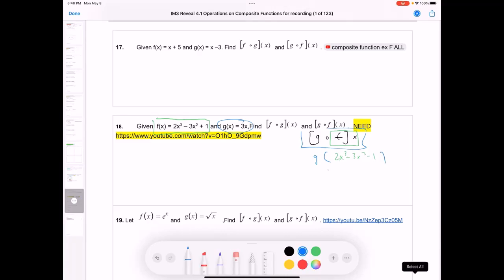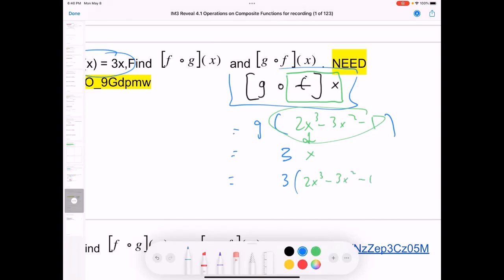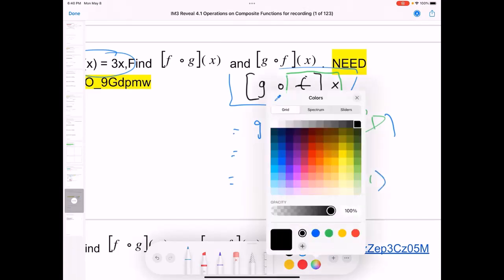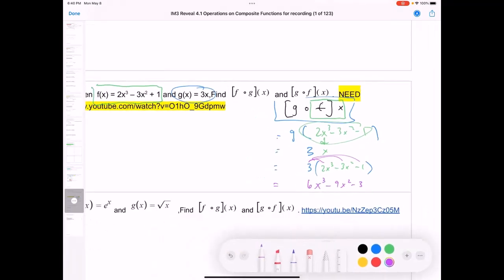G of x is 3x. So all that is going to go towards my x. So now I have 3 times 2x to the third minus 3x squared minus 1. And all I have to do here is just distribute. 6x cubed minus 9x squared minus 3 would be our answer.